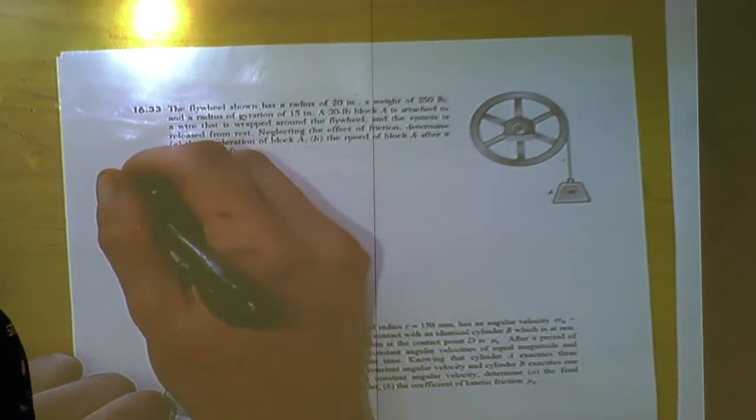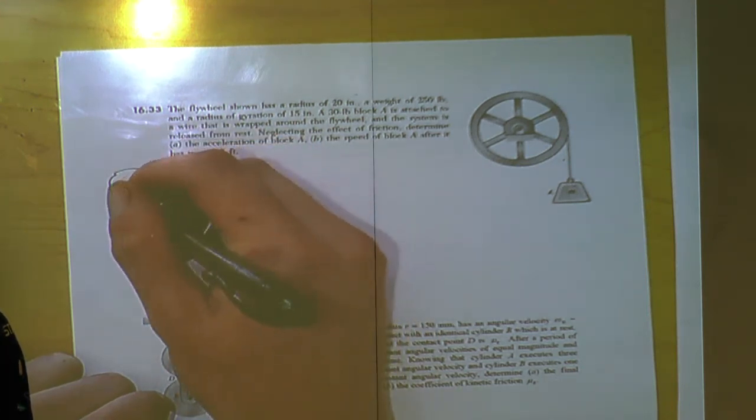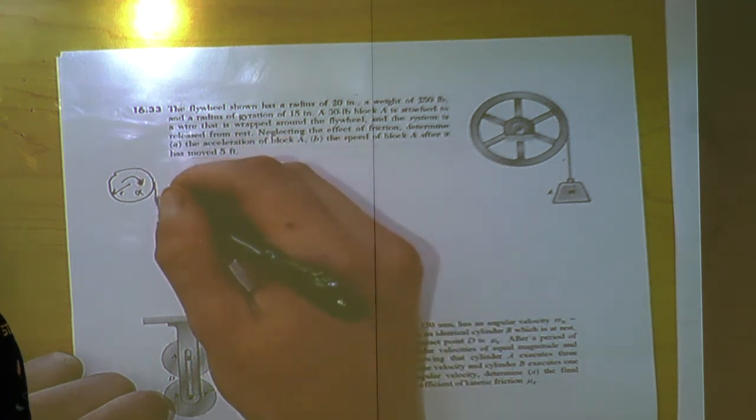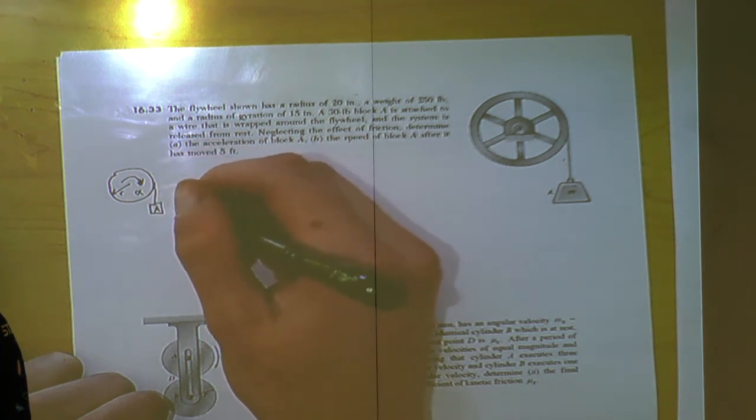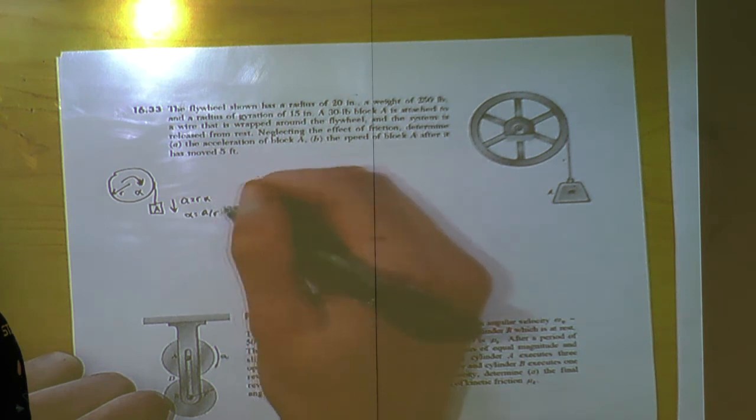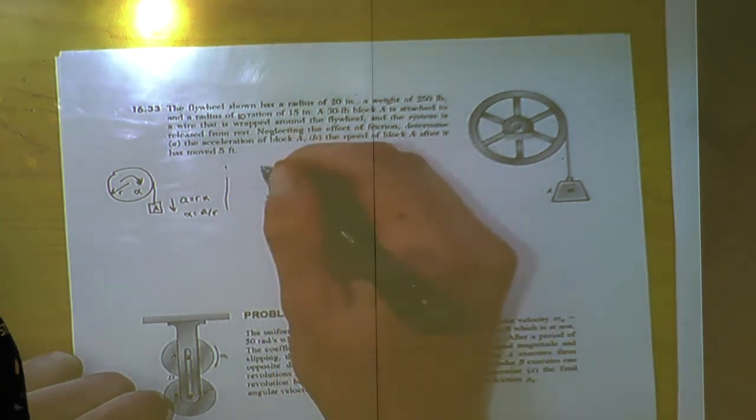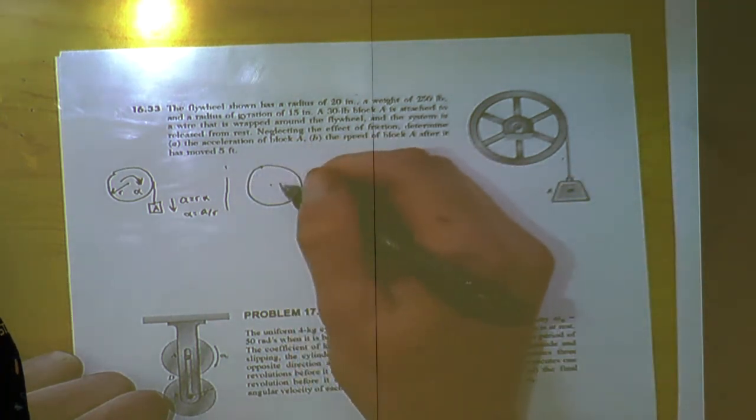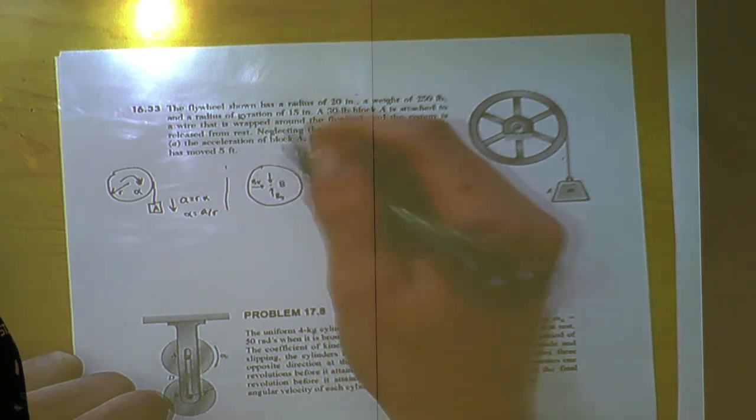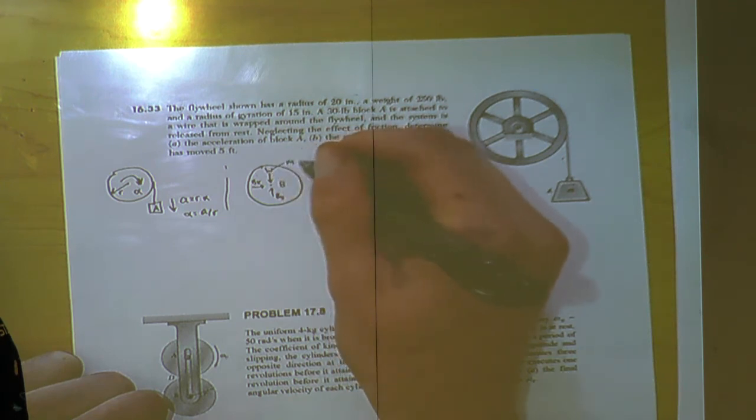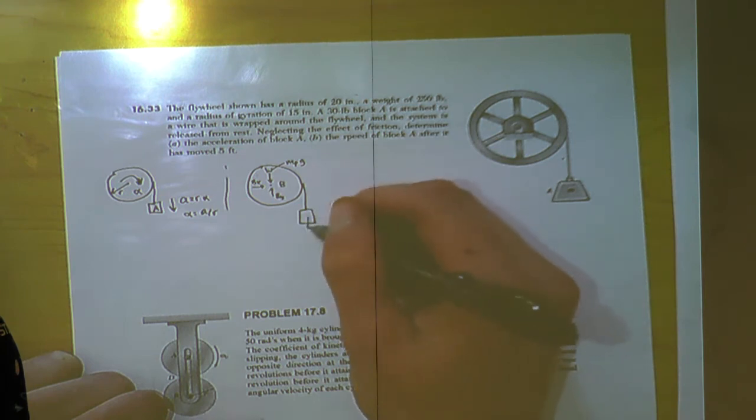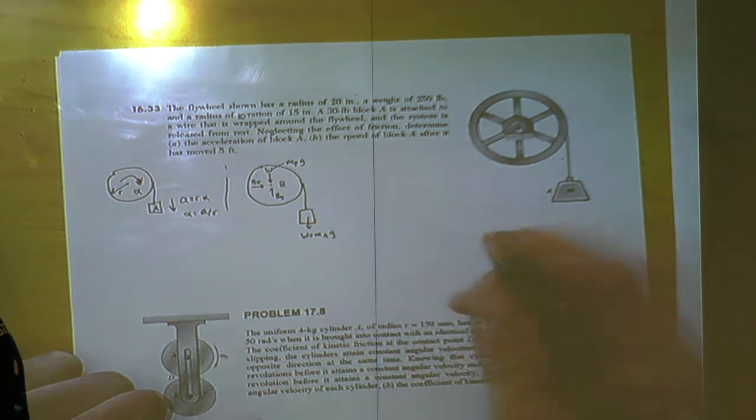So, I'm going to draw a quick diagram here of R, alpha, A, and then for the kinetics, at B we have BX, BY, and the weight, which is the mass times gravity, and that's going to be the mass of A times gravity.